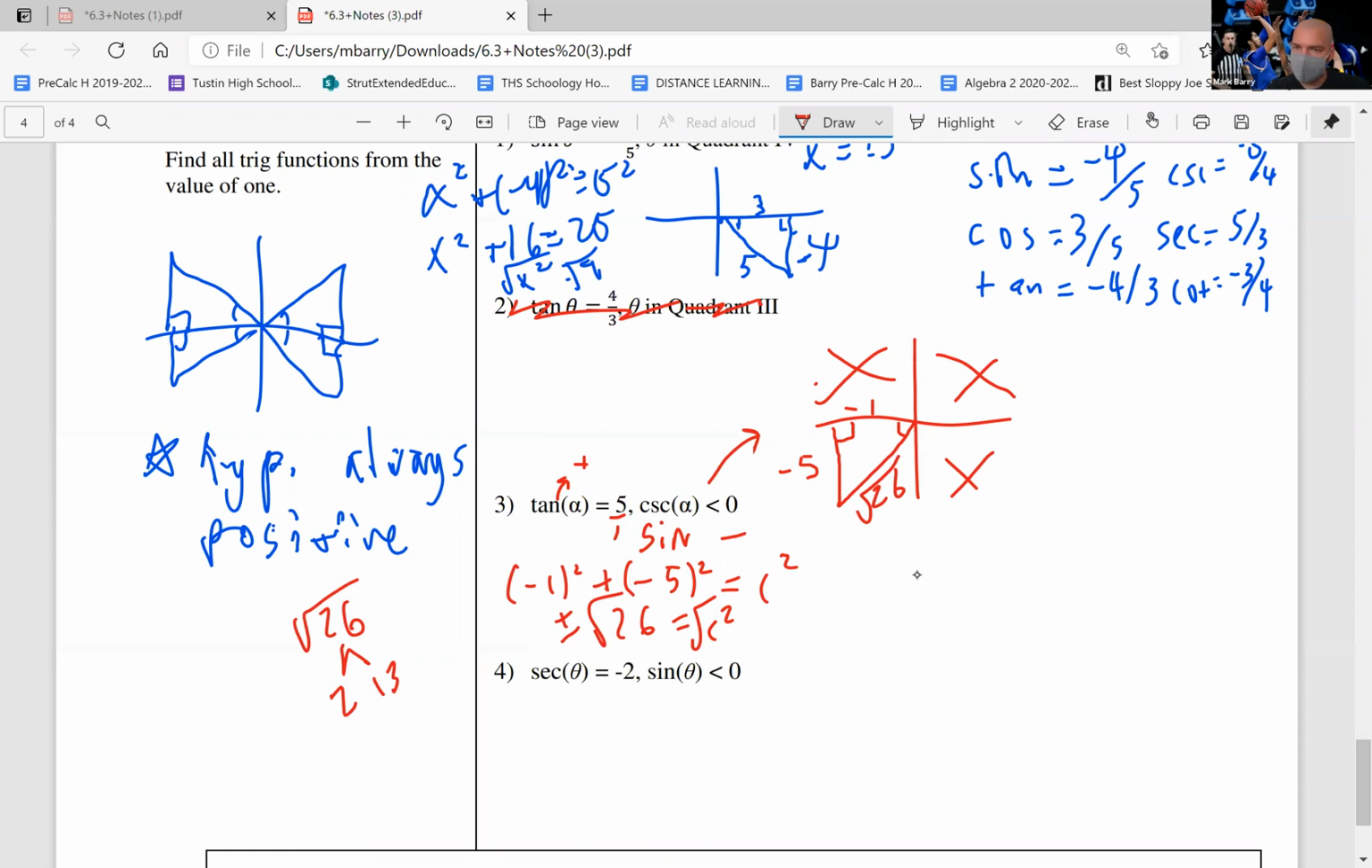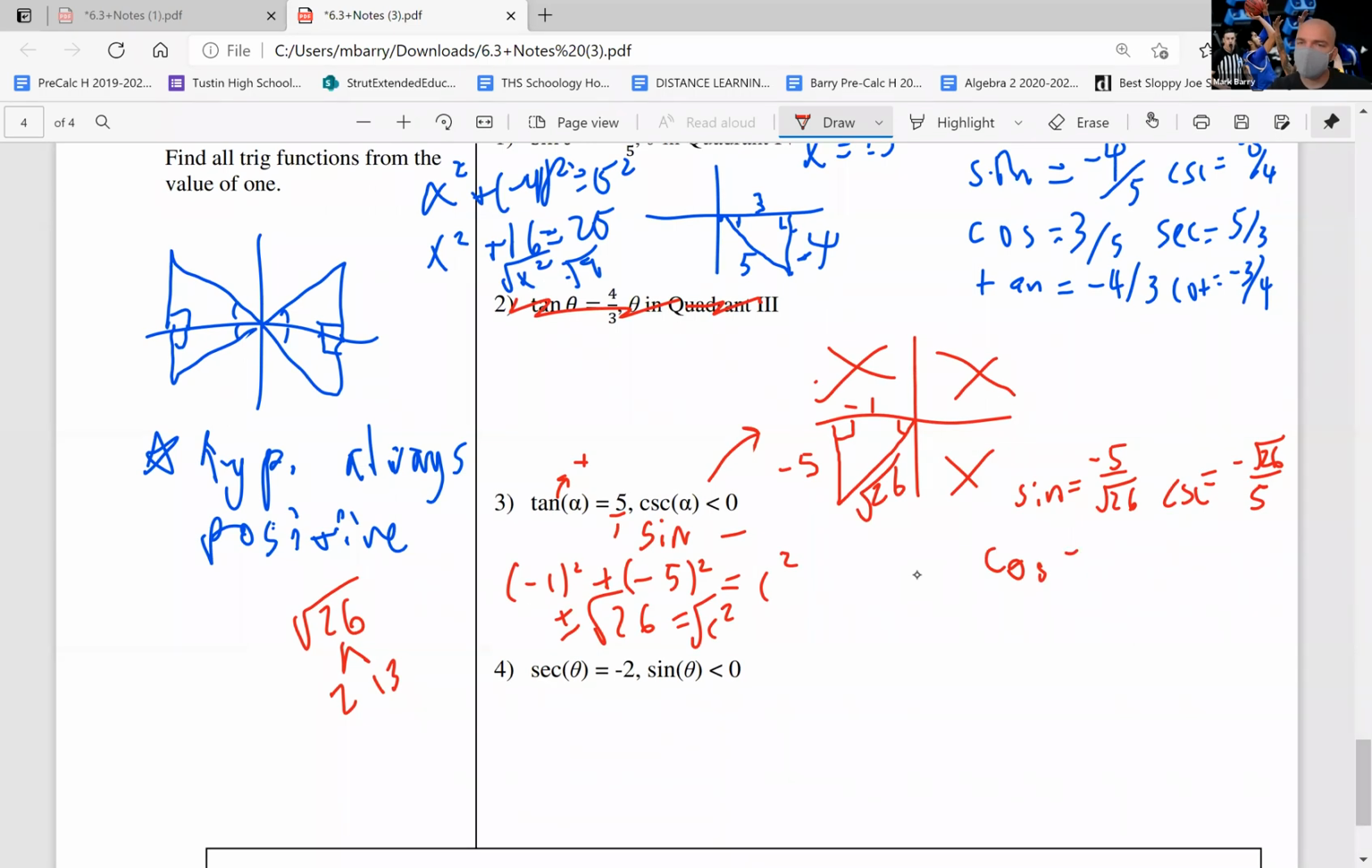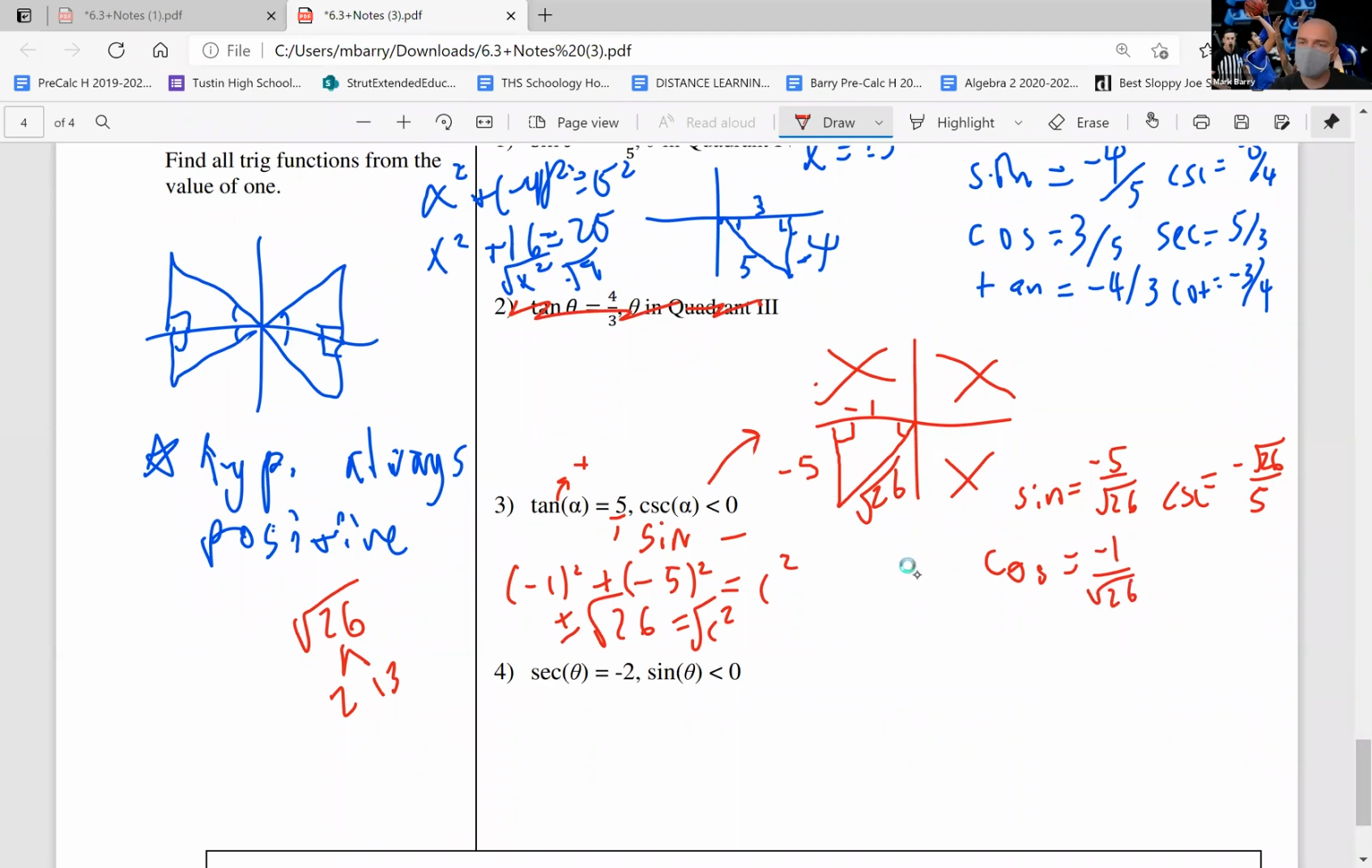And so now I can go ahead and identify my 6 trig functions. So sine is going to be opposite over hypotenuse, -5 over radical 26, which means cosecant is negative radical 26 over 5. Cosine would be -1 over radical 26. And secant would be negative radical 26 over 1, which I would just write as negative radical 26.